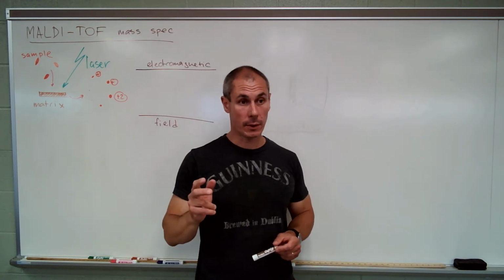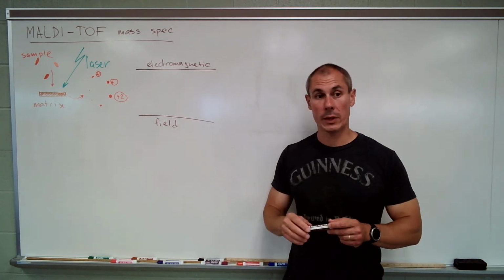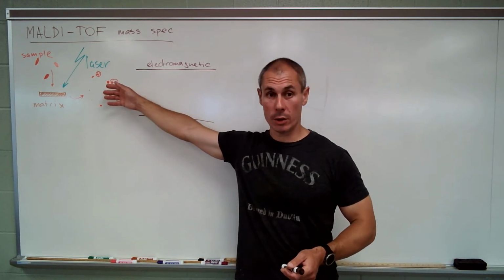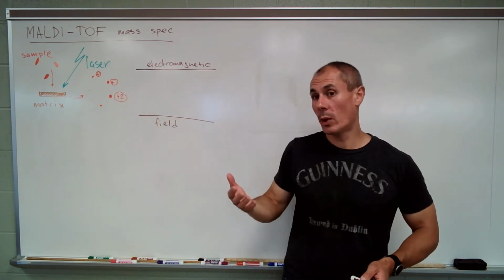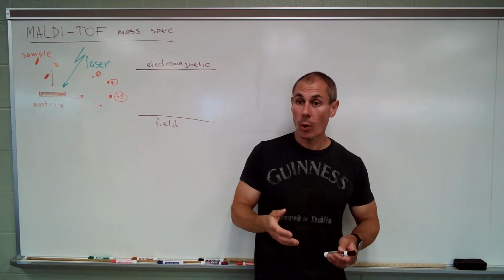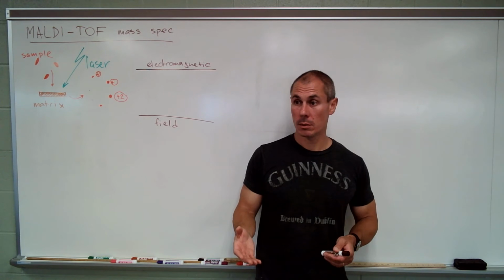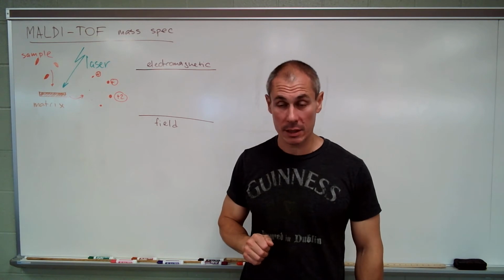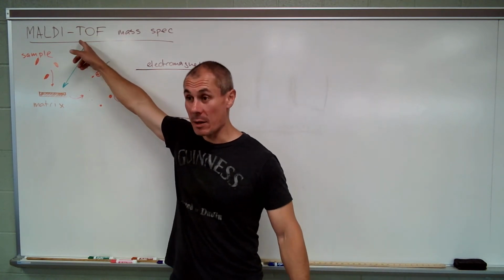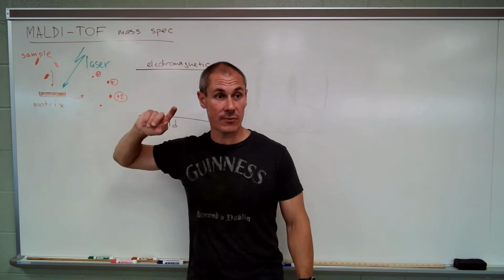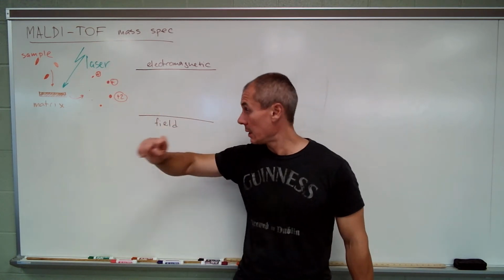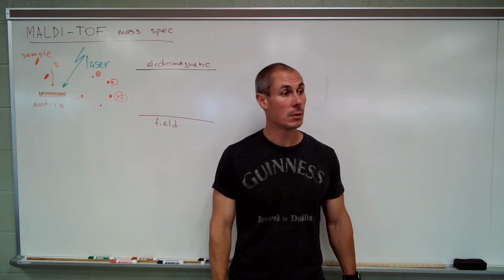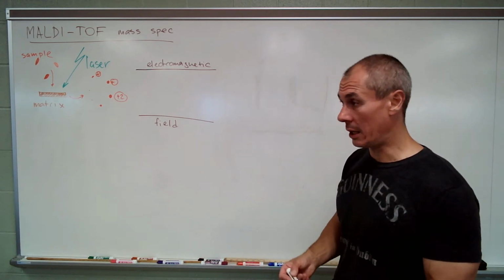Two questions. First, since I told you that electromagnetic field makes charged particles fly, which particles will fly faster? With a smaller charge or with a bigger charge? Bigger charge, yeah. The bigger the charge, the faster they will fly. Does that make sense? The less time they will fly. TOF stands for time of flight. Hold on a second. What about mass? Which ones will fly faster, small or large? Small.